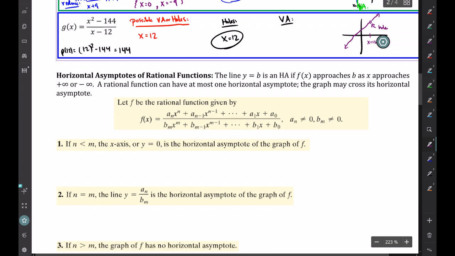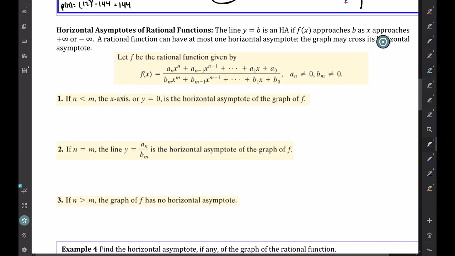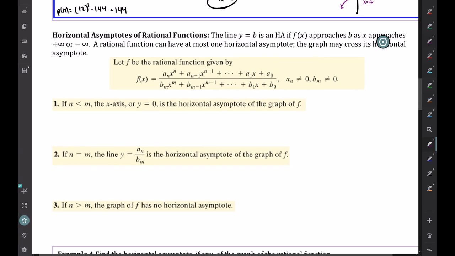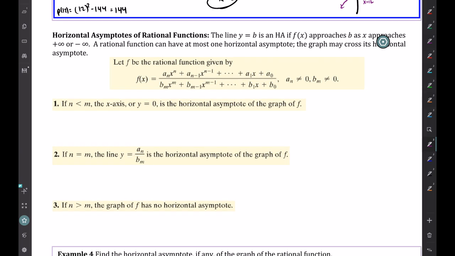Okay, now next we're going to look at horizontal asymptotes, which are actually much easier than vertical asymptotes because there's only 3 rules, and it completely characterizes what the horizontal asymptote will look like. The line y equals b is a horizontal asymptote of f of x if f of x approaches b as x approaches plus or minus infinity. So now we're looking for the behavior as x goes to positive infinity or negative infinity, whereas vertical asymptotes are the places where y goes to positive infinity or negative infinity.